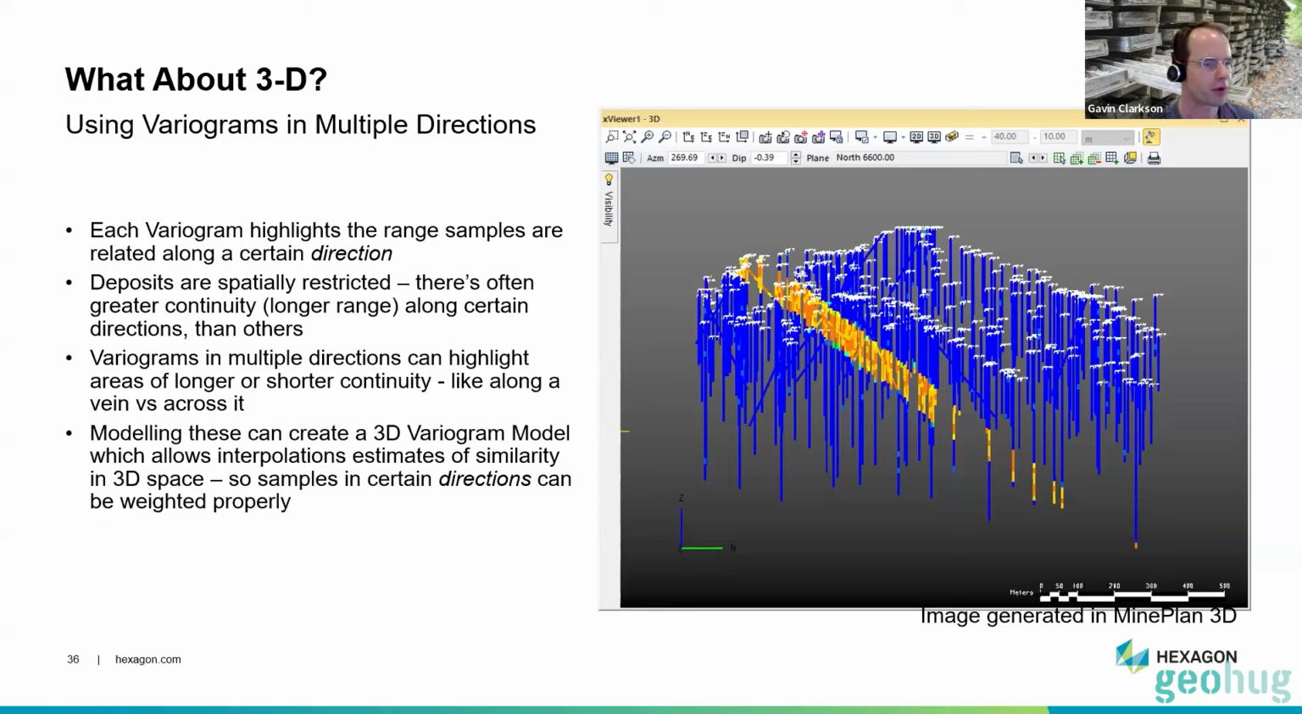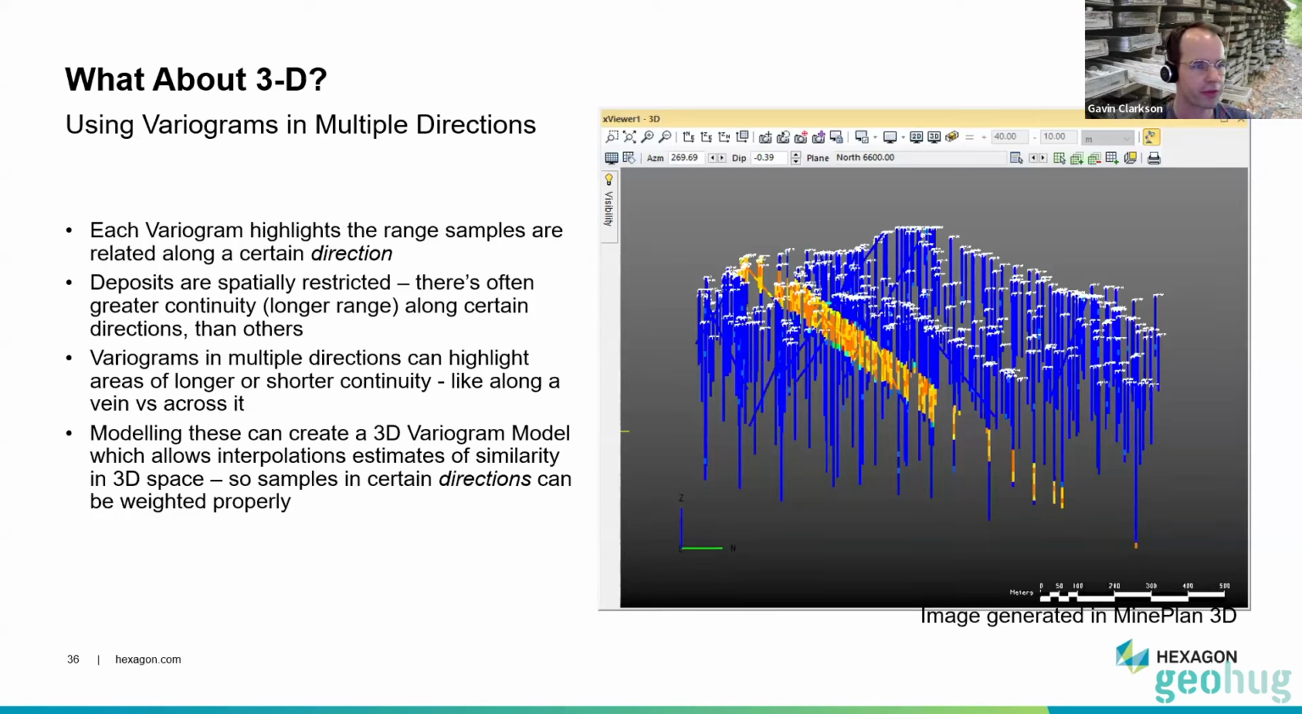What are my directions of maximum continuity? Where should I weight samples preferentially in some directions versus others? And that's where variogram modeling in 3D comes from. Each individual variogram is along a single direction, and it highlights what the range is for that direction. So at what distance are samples separated where they're no longer related to each other? Since deposits are spatially restricted, there's often greater continuity or longer range along certain directions versus others. So variograms generated in many directions can highlight areas of longer or shorter continuity. They'll have a bigger or smaller range depending on which direction they're looking at and which samples they're comparing.